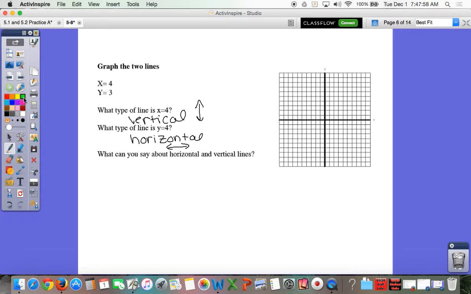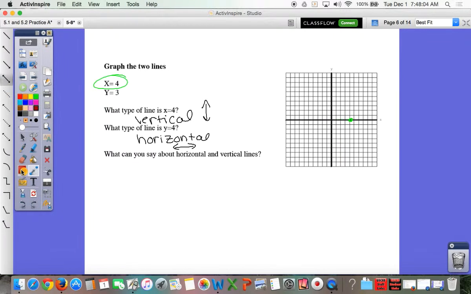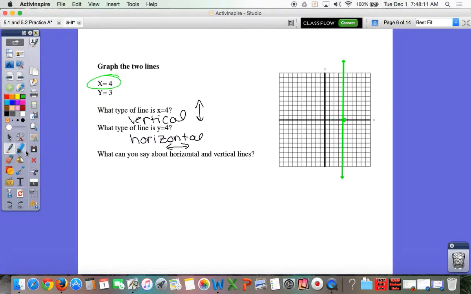So x equals 4, I'm going to go ahead and do it in green. I'm going to go over to 1, 2, 3, 4. And then I'm going to make my line straight with 2 arrowheads. It's a nice vertical line. And then go ahead and label it x equals 4.